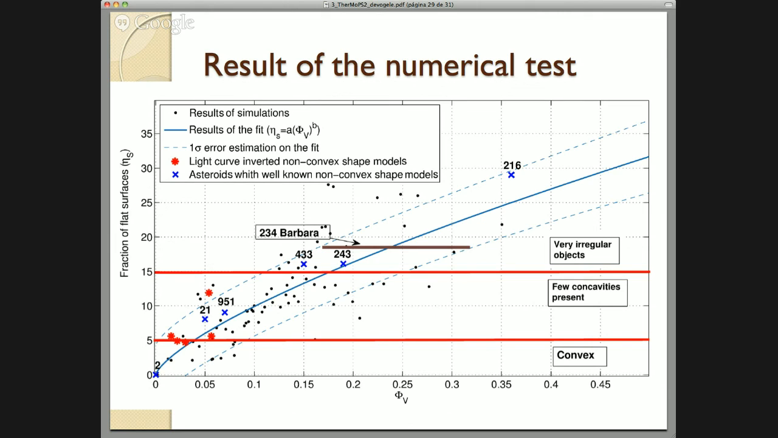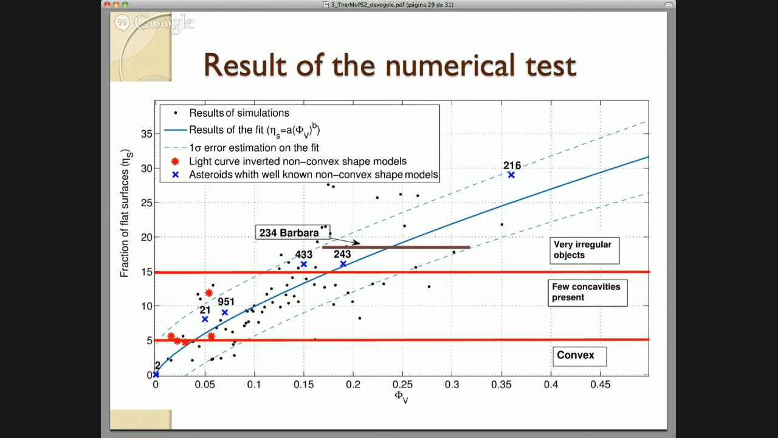So we can obtain a qualitative idea of the abundance of the concavities on the non-convex shape models. For example, here for 2 Pallas, we can see that the fraction of flat surfaces is near 0, so we know that it should be convex. In the case of Cleopatra here, we can see that it's a very irregular object, and we know that it is.